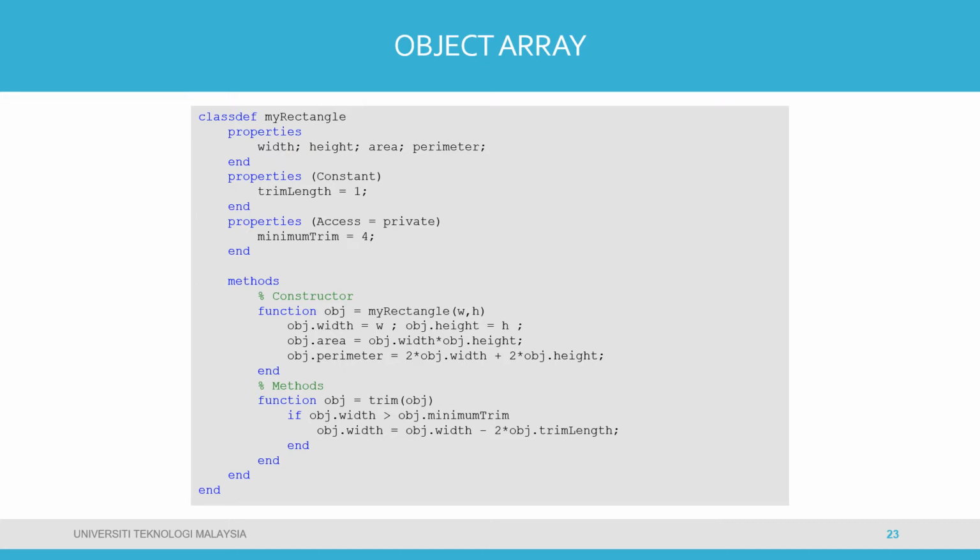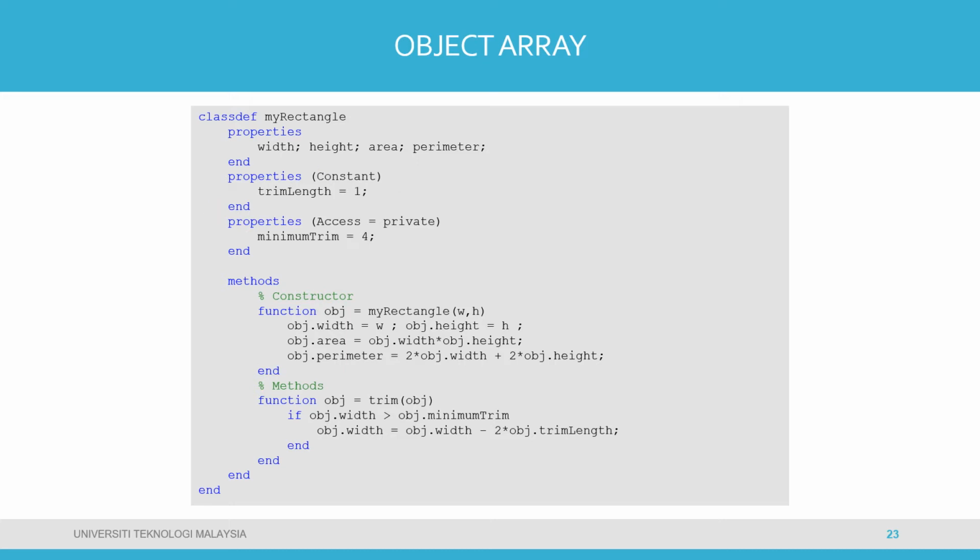The next task you have to create a constant, trim length. Basically this value cannot be changed, so properties constant close bracket. So don't forget constant, C is capital letter. Okay, you complete the second task.